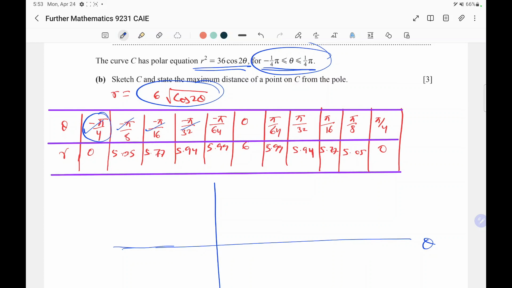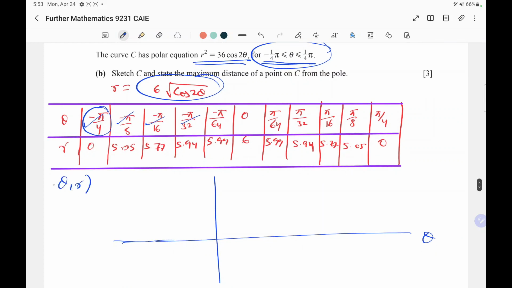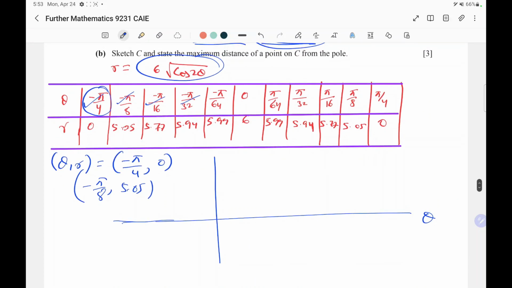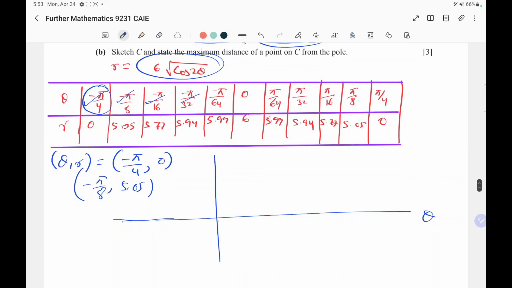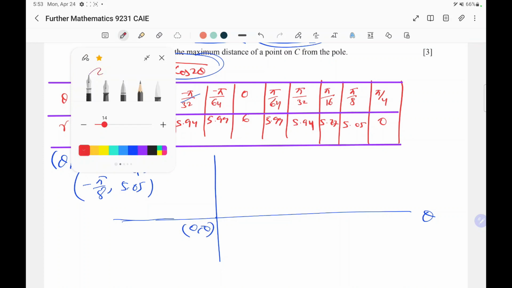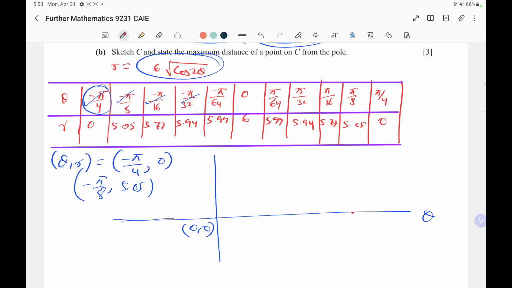So you will get 0 and these coordinates. So now what are the coordinates you have? Suppose you need to write theta comma r. So this is minus pi by 4 comma 0, right? Next is minus pi by 8 comma 5.05, like that. Okay, so when theta is minus pi by 4, we will try to understand from here also. One minute. And this angle I'm going to consider, maximum is pi by 4.